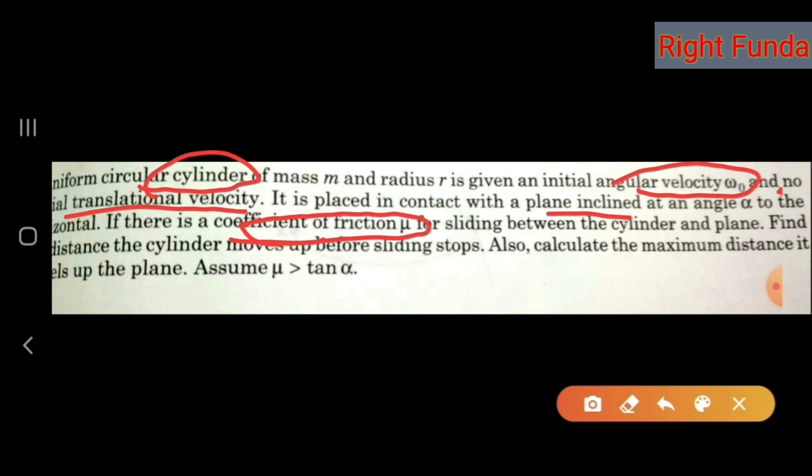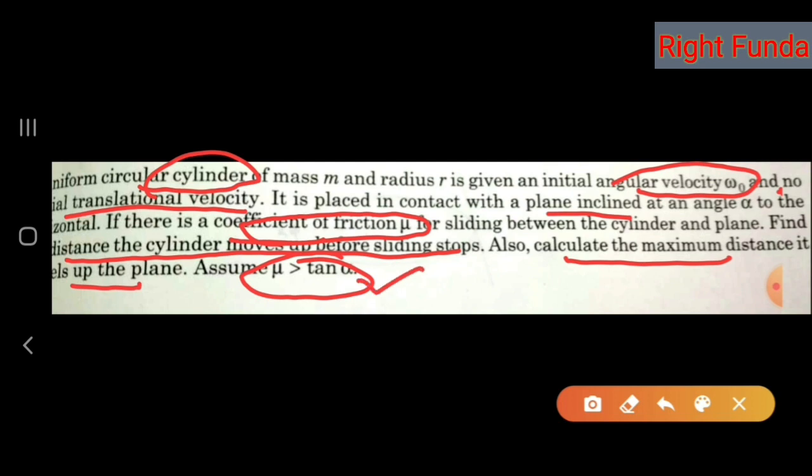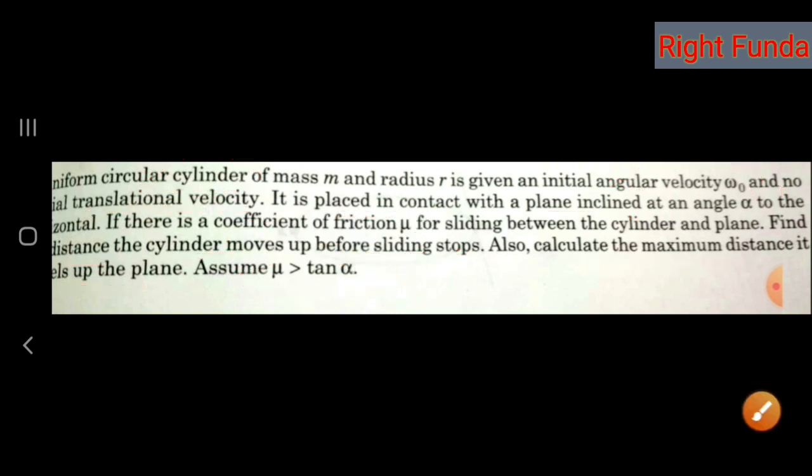There are two questions being asked. First, find the distance before sliding stops. Second, calculate the maximum distance traveled by the cylinder along the plane. And the condition is that mu is greater than tan alpha. This information is given, and from it we get a lot of information. So we'll be solving this problem and discussing how to approach it.